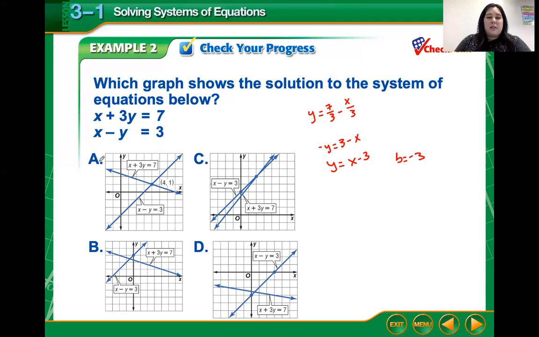So I'm looking at this. I'm automatically going to cross out A. I'm automatically going to cross out B. I'm also going to cross out, oh wait, you're not going to cross out A. You're going to cross out C and B.